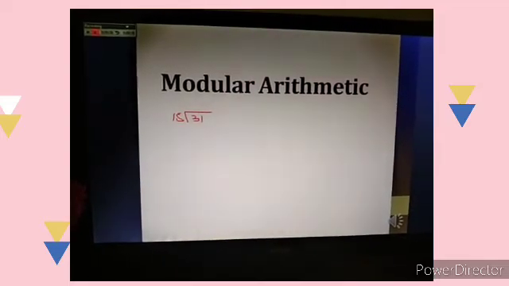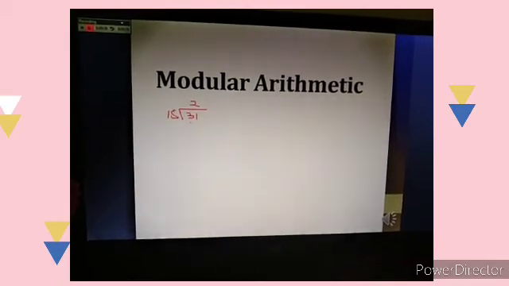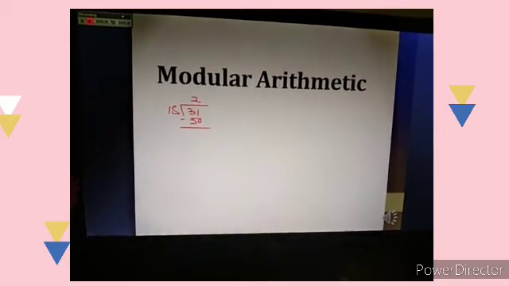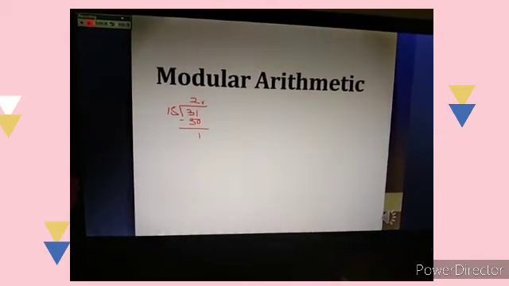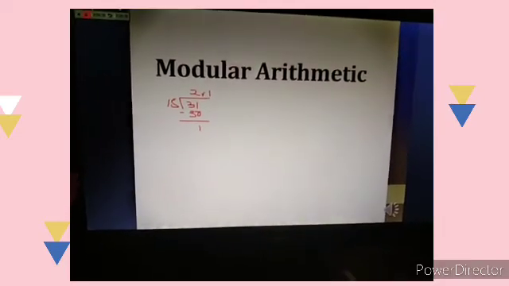31. So 2 times 15 is 30, so here is 30, and minus, 1. So this is the remainder.